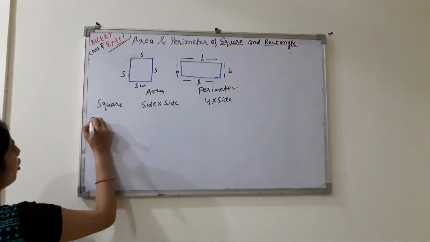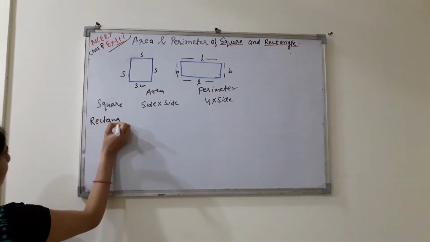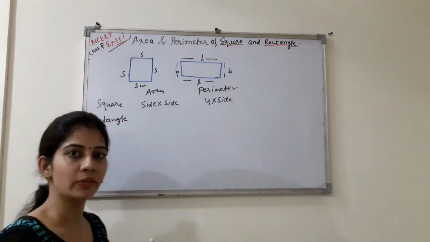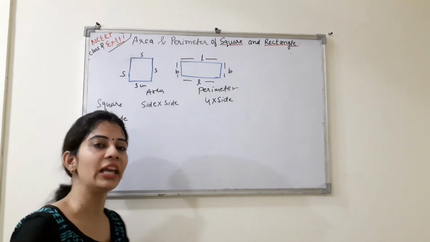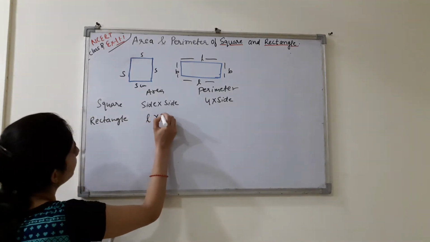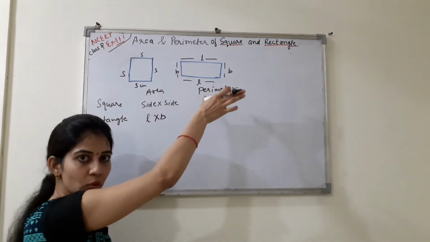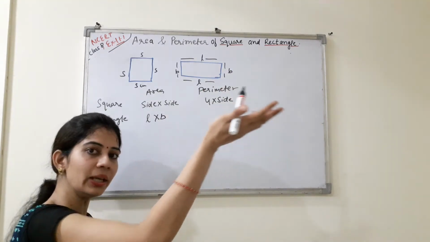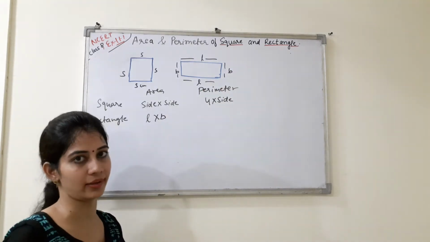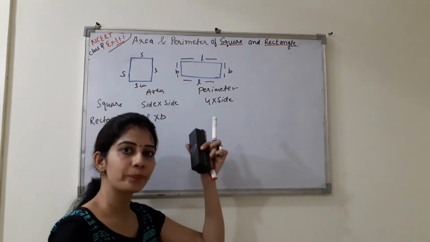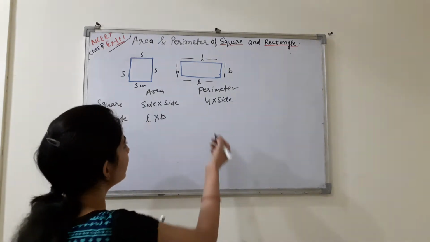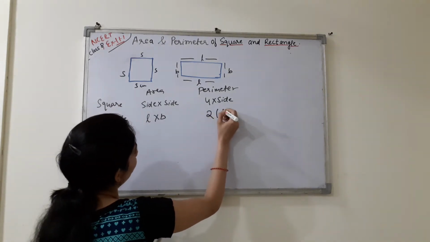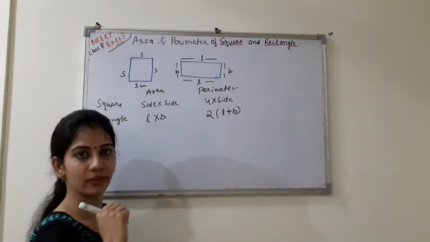Now second is your rectangle. Now see, in a rectangle what will be the area? Area will be length into breadth, right? Whatever you have as length, multiply it with the breadth, that is the area of the rectangle. Now what is the perimeter of the rectangle? That is twice of length plus breadth, right?